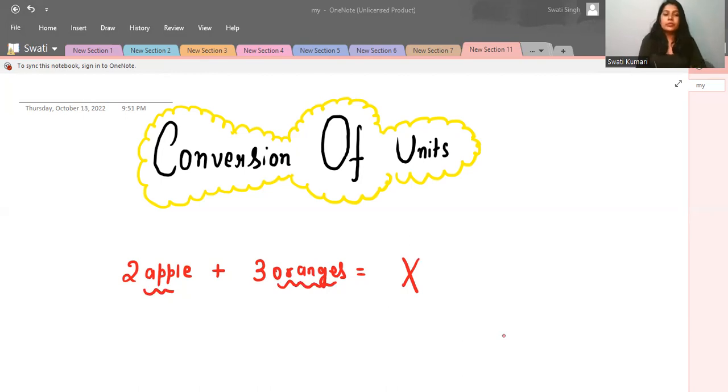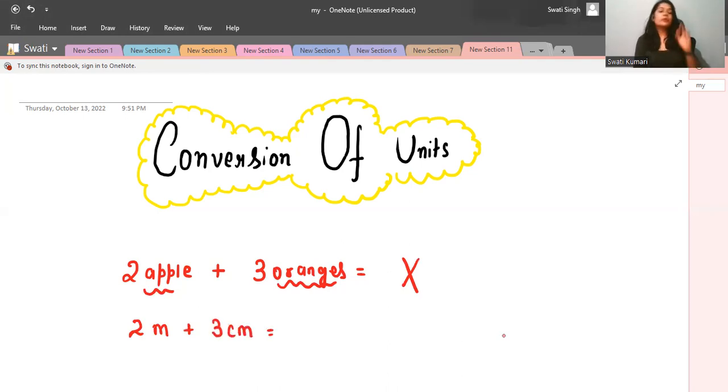For example, if I ask you what is 2 meter plus 3 centimeter, again, you cannot write down the answer, because meter is a different unit and centimeter is a different unit. Basically, they come under the same type, which is a distance unit, but meter and centimeter are different quantities. Therefore, we cannot add them. Now we have an option to add or subtract them. How? By converting either meter into centimeter or centimeter into meter. Let us understand how we can do it.